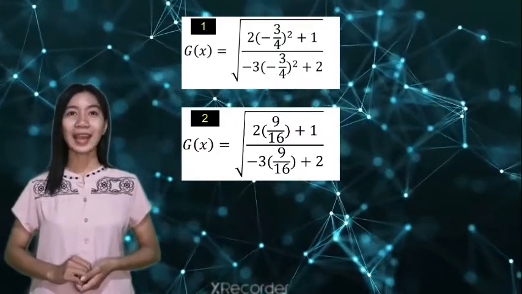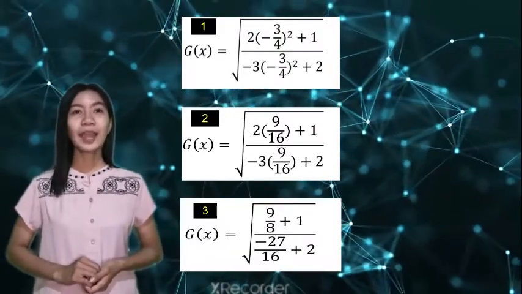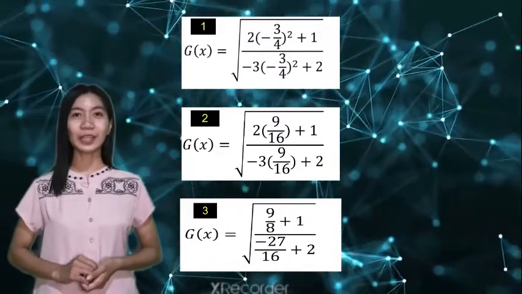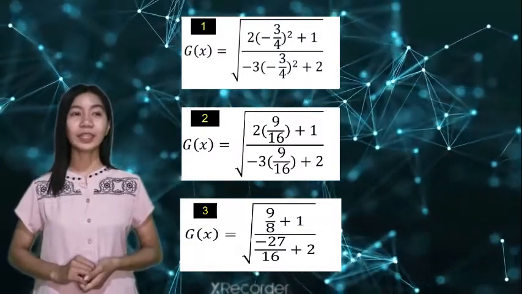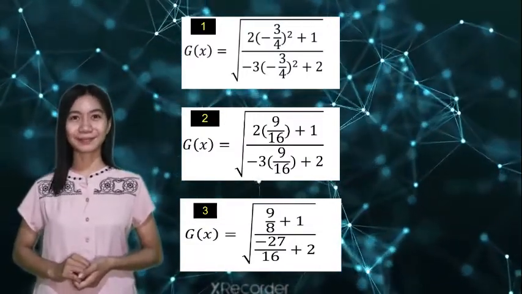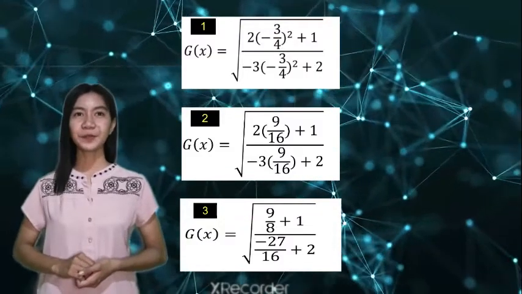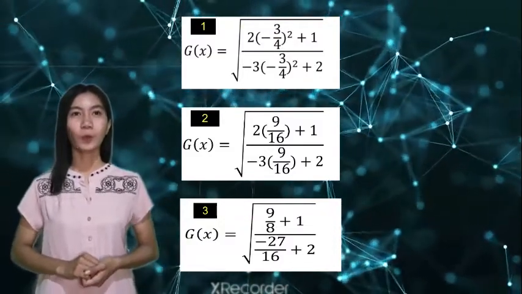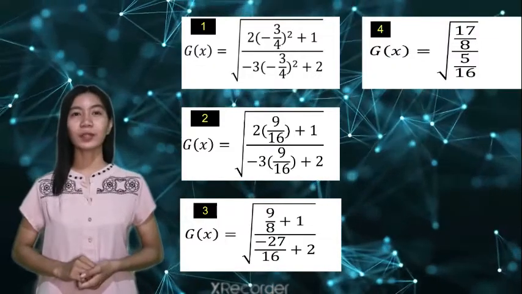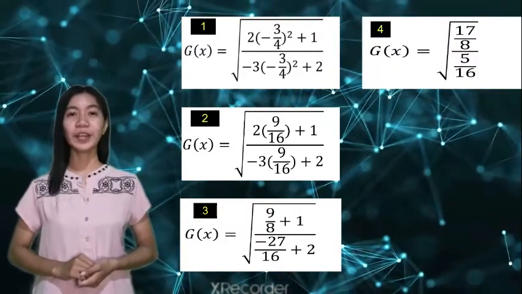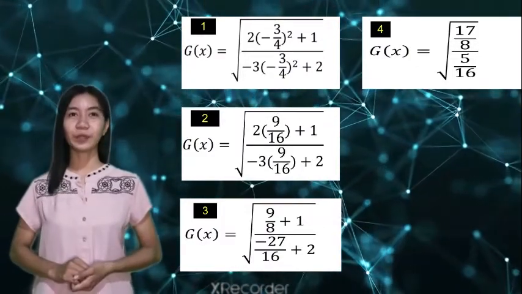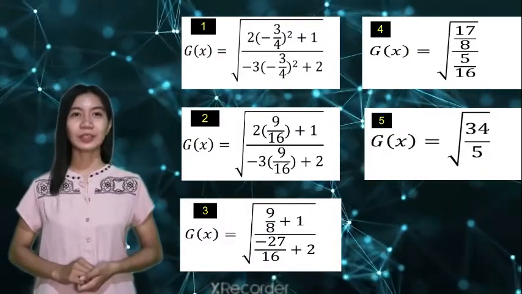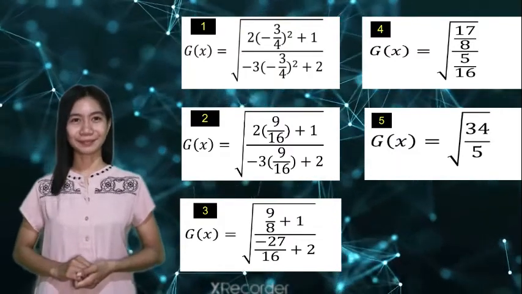Next, we will simplify the equation. We will have g of x is equal to the square root of (9 over 8 plus 1) over (negative 27 over 16 plus 2). Next, we will simplify the fractions and whole numbers. We will have g of x is equal to the square root of (17 over 8) over (5 over 16). And the final answer will be g of x is equal to the square root of 34 over 5.